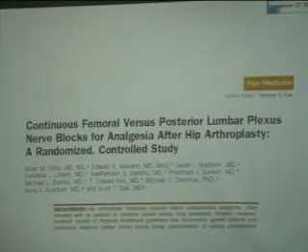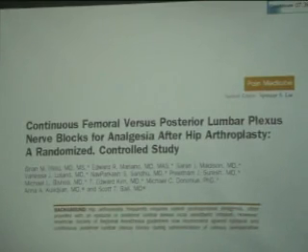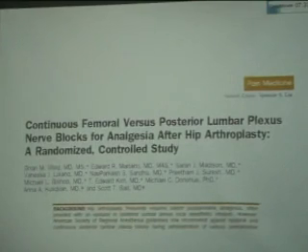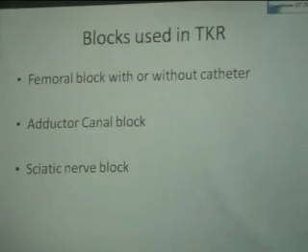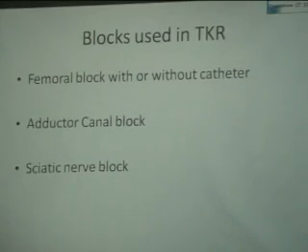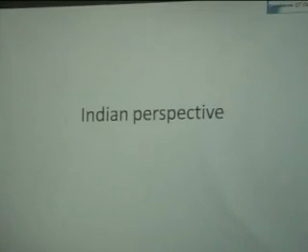The good news is continuous femoral when compared with lumbar plexus block for hip surgery. If your femoral catheter is in place, it is providing equally good analgesia. Blocks in TKR: femoral block with or without catheter. Yesterday Vincent Chang sir was discussing that whatever we try, quadriceps weakness is a lot of a problem, so instead of giving a proximal femoral block, we are now moving towards adductor canal block, where we will have less motor weakness. Sciatic nerve block, single shot, is often used.